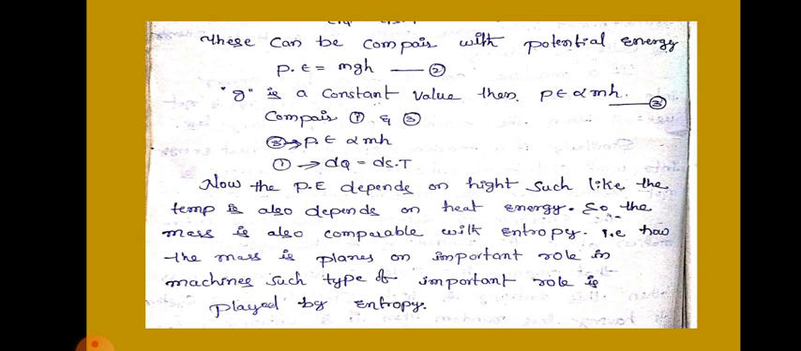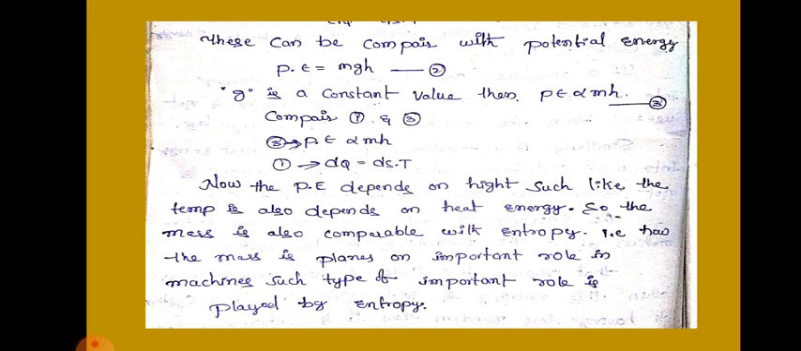So I will explain again. The entropy of a thermodynamic system can be defined as a ratio between change of heat energy to the temperature. So therefore dS is equal to dQ by T. So therefore dQ is equal to dS into T. So this is equation number 1.